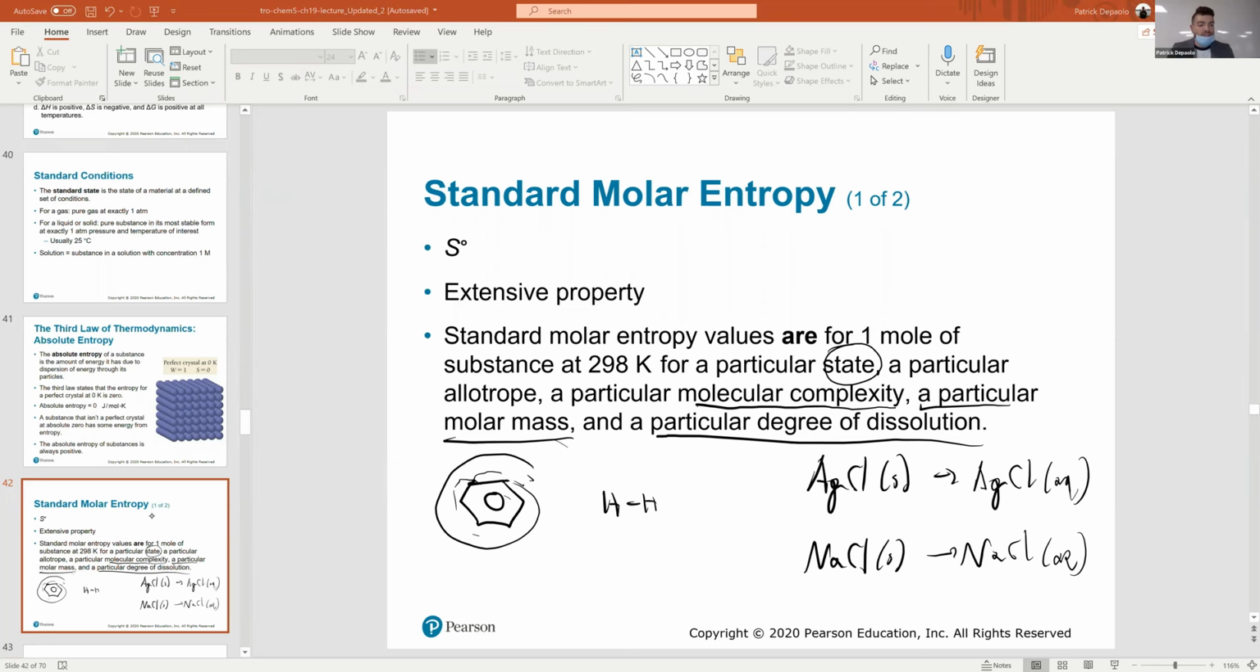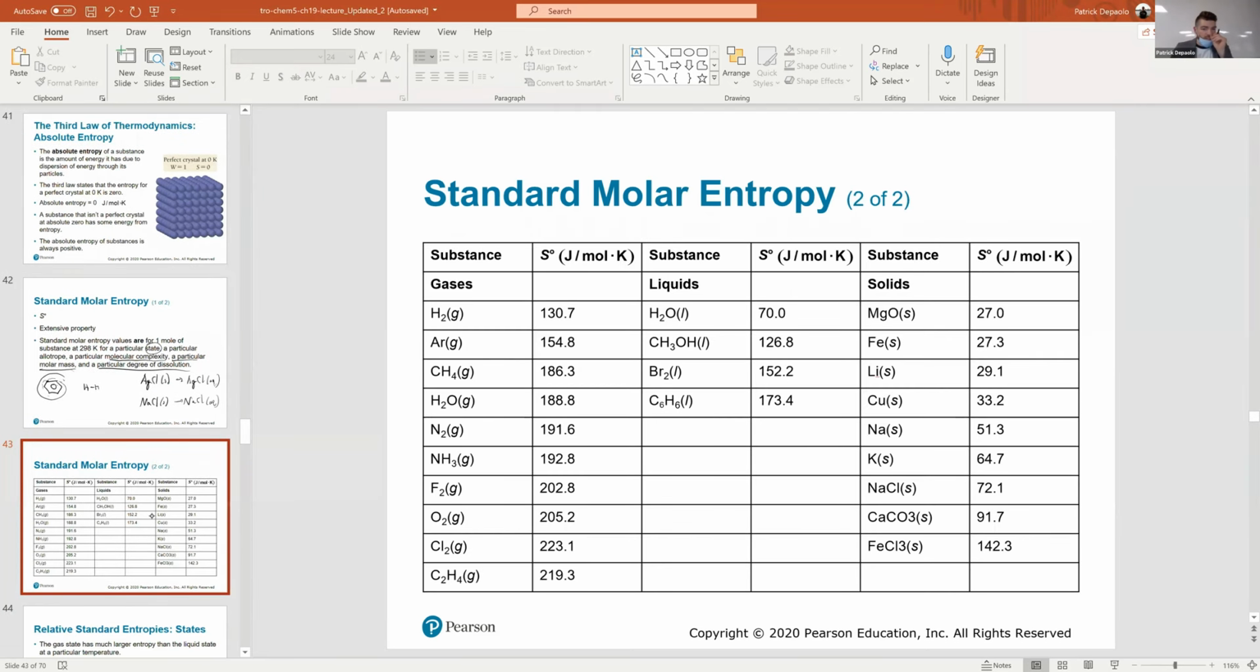Okay, so now we're going to see this in action. Here's a list of gases, solids, and liquids. And look at this. Look at water. Water is 188.8, its molar entropy as a gas. As a liquid, it's 70, and as a solid, it doesn't say. Are there any that say for everything? I don't think so. Okay, well, you get the point. It decreases.